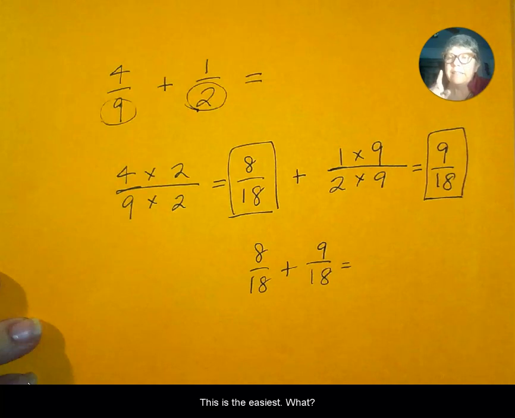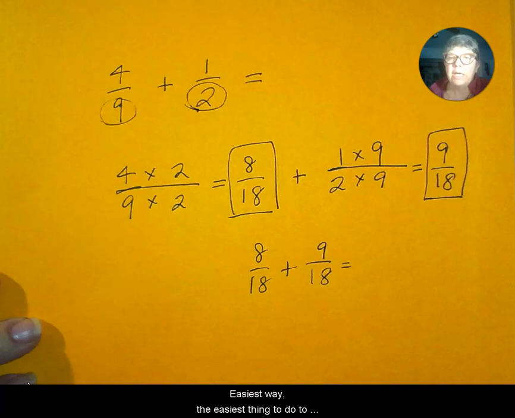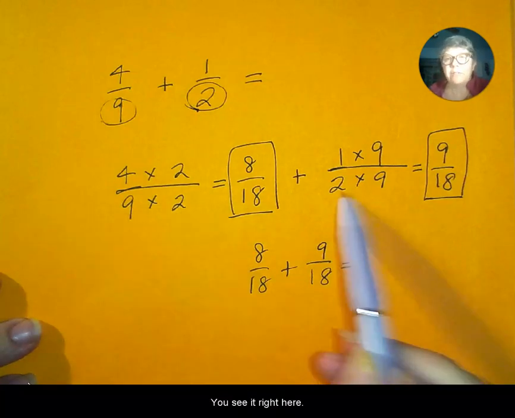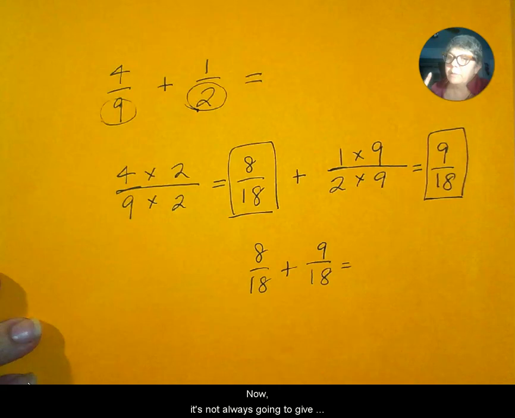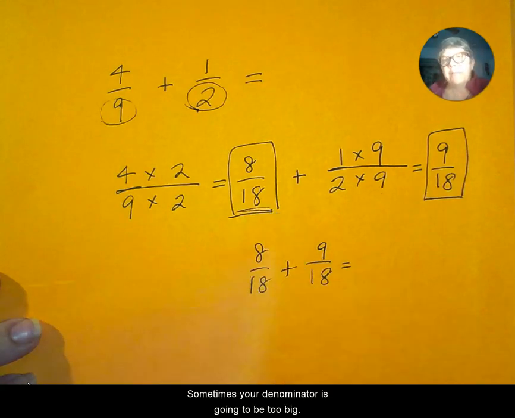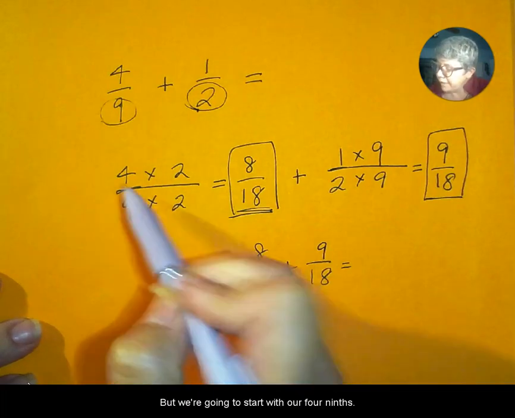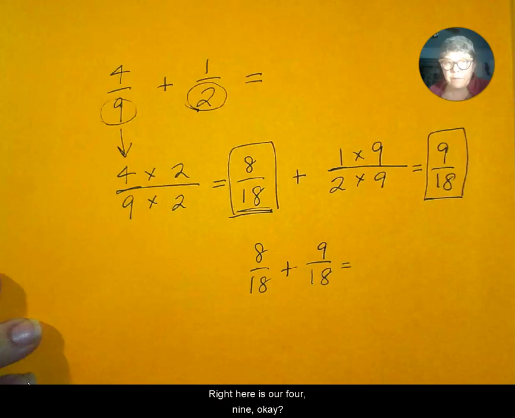This is the easiest way, the easiest thing to do to solve unrelated denominators, to multiply them by each other, right? 9 times 2, 2 times 9. You see it right here. Now, it's not always going to give you the smallest denominator. Sometimes your denominator is going to be too big. We're going to talk about that later. But we're going to start with our 4/9. Right here's our 4/9, okay? And we're just going to multiply it by 2 over 2.